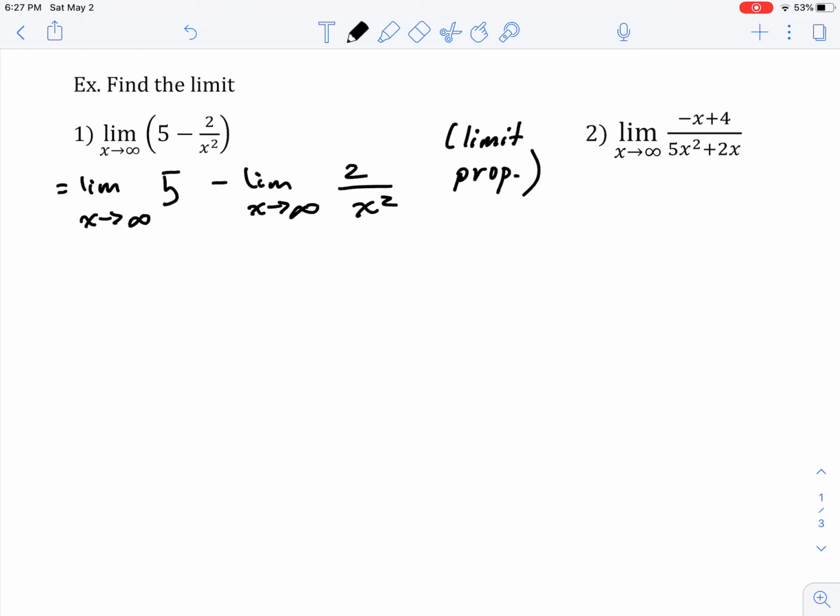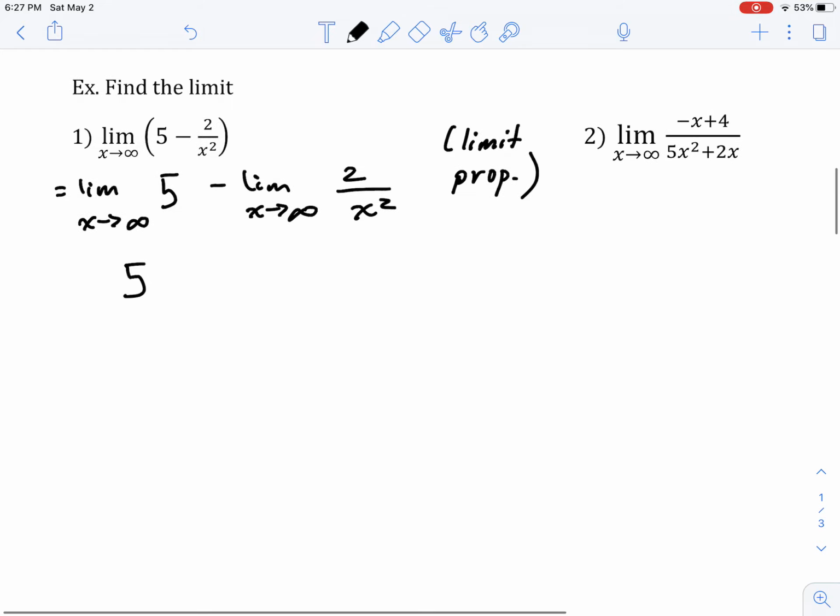So the limit as x approaches infinity of 5, well, if my function is 5, it's just some constant. As x gets closer to infinity, it doesn't really matter. This is always going to be equal to 5. Now let's look at this next part, which is the more important part. What is the limit as x approaches infinity of this rational function 2 over x squared? Now, I'm going to write something down that you actually shouldn't write, but I'm just going to do this to demonstrate this, and I'll explain why you shouldn't actually write it.